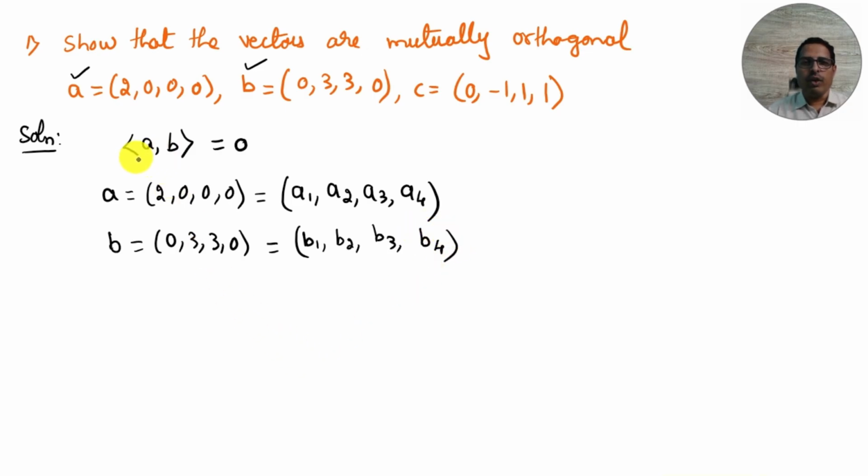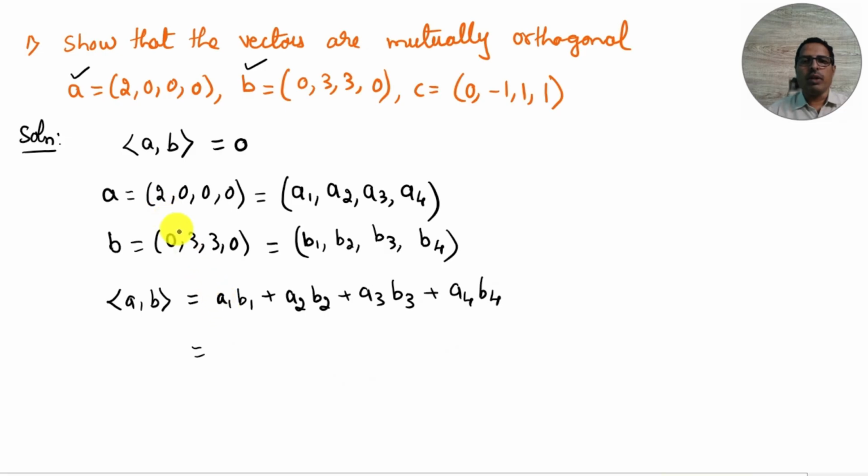Now if you try to take the inner product AB, then I have to take the product of each of the elements from A as well as from B. So it will be A1 B1 plus A2 B2 plus A3 B3 plus A4 B4. Now let us plug in these values.